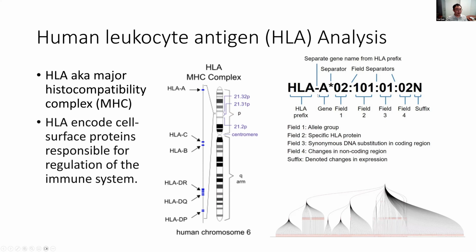If you look at the HLA genes, this is usually the annotation of an HLA gene. It starts with HLA and then A denoting the HLA gene, and there are 4 different levels or fields of HLA nomenclature. The first field denotes the allele group. Each person has 2 alleles of HLA. The second one denotes the specific protein, the third one denotes synonymous substitution in the protein coding region, and the last field denotes changes in the non-coding region. Most people only care about the top 2 levels.